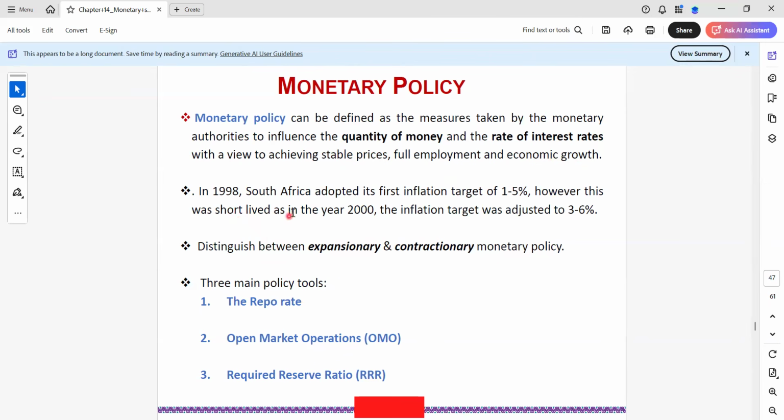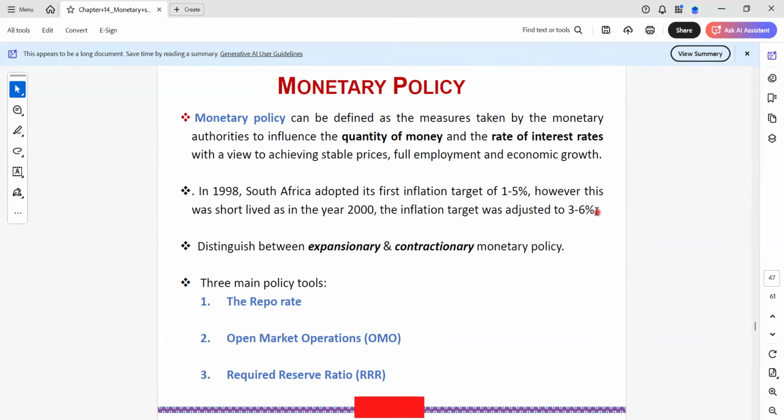And then, should I read this? In 1998, South Africa adopted the first inflation target, which was 1 to 5%. However, this was short-lived, as in the year 2000 the inflation target was adjusted to 3 to 6%. So we want to keep the inflation rate between 3 and 6%.